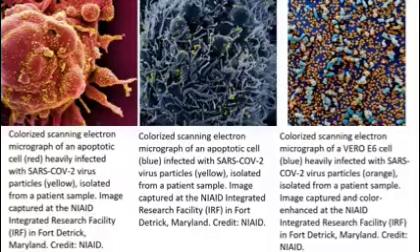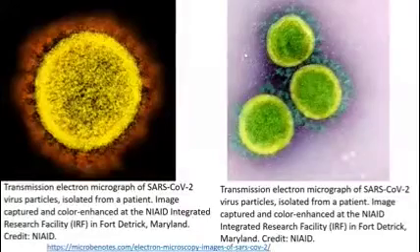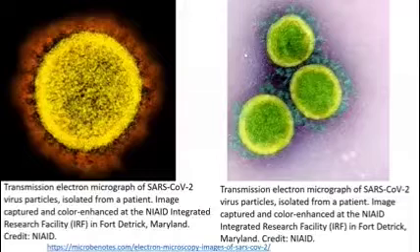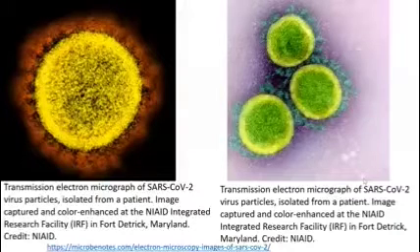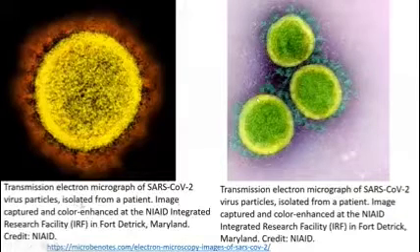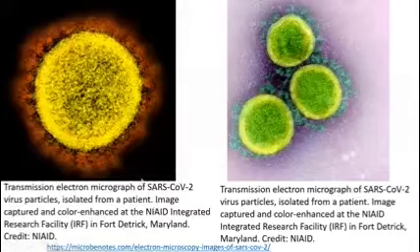When you say scanning, you scan the surface of the material. But if you use the transmission mode of electron microscopy, the electrons go through the sample, so you have to have a very thin layer. Viruses are very thin, so you can see the structure of the virus. Here you see a transmission electron microscope image of SARS-CoV-2 viral particles isolated from a patient. You see so many particles there.